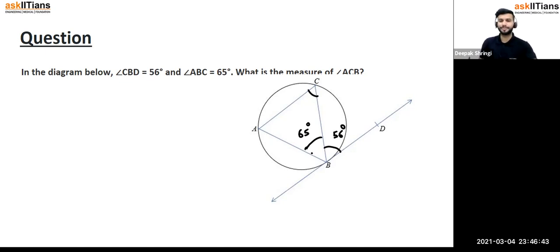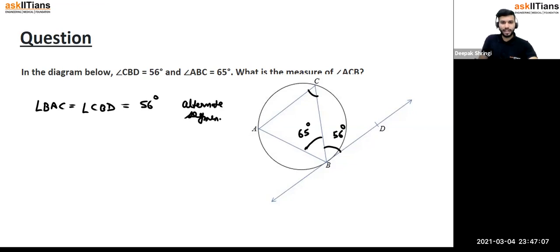Any idea? Yes, actually, we have to use the previous theorem. That's what I told you. Absolutely correct. So look at this. By the theorem that we have learned, can I say that angle BAC would be equal to angle CBD? And that is given as 56 degrees. Why? Because of the angle in the alternate segment, right? So I'll just write over here, alternate segment. So we have just learned that the angles in the alternate segment are equal, right?